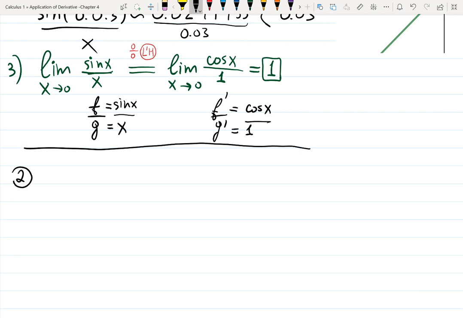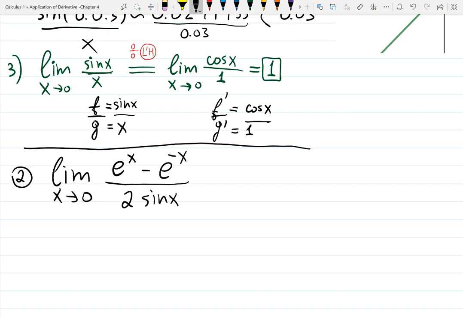Example number 2. How about the limit when x approaches 0, e to the x minus e to the minus x, all over 2 sine x. Interesting example. So we kind of know that exponential functions are very fast, but we know they are very fast at infinity. What is happening at 0 is a completely different story.